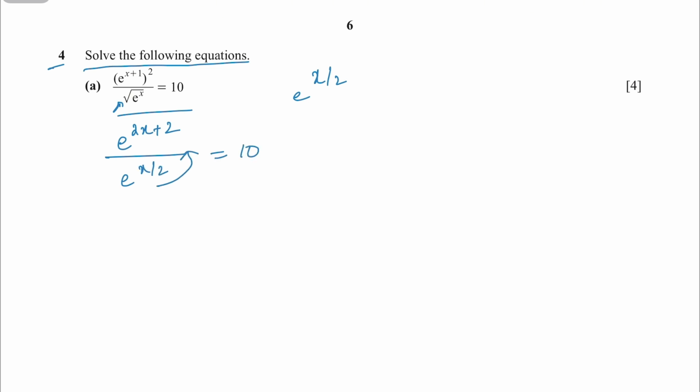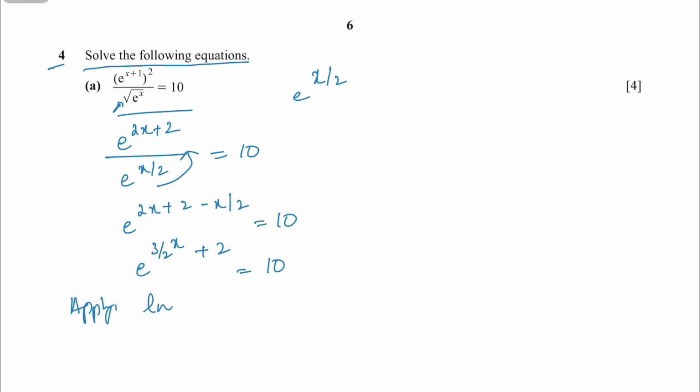Let's simplify this a little bit and bring this power upwards. So this would look like e to the power 2x plus 2 minus x over 2, equals 10. So this will finally look like e to the power 3 over 2 x plus 2, equals 10. Then we can apply ln on both sides.